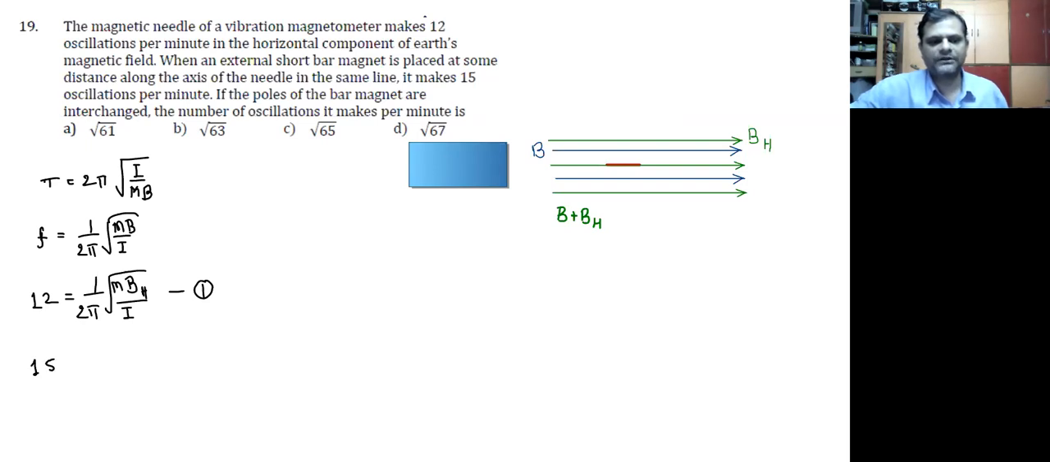ओके, तो 15 must actually be equal to 1/2 pi into root m into, अब यहाँ पे B के बदले क्या आने वाला है, B plus BH आने वाला है, ठीक है. And that is to be divided by I as it is, and this is actually given to be the equation number 2 here, right. And then we are asked, if the poles of the bar magnet are interchanged.